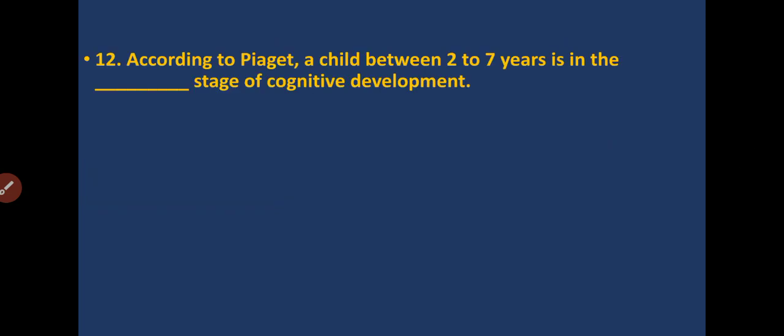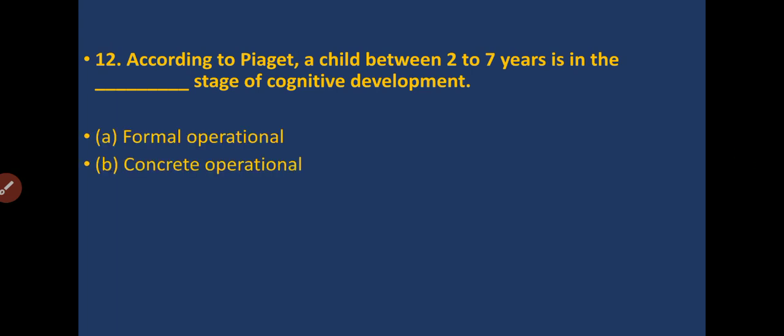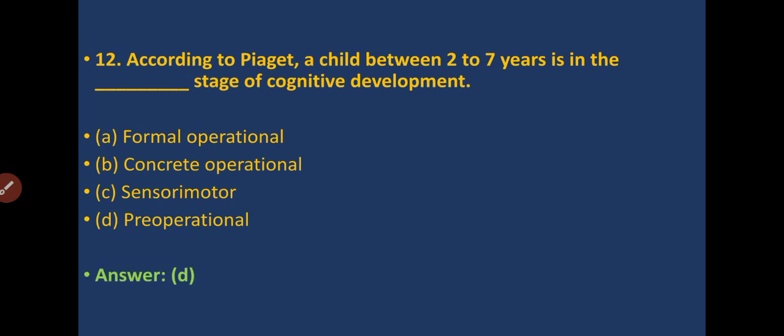Next question. According to Piaget, a child between 2 to 7 years is in the ___ stage of cognitive development. A. Formal operational. B. Concrete operational. C. Sensory motor. Or D. Pre-operational. The correct answer is option D. Pre-operational.